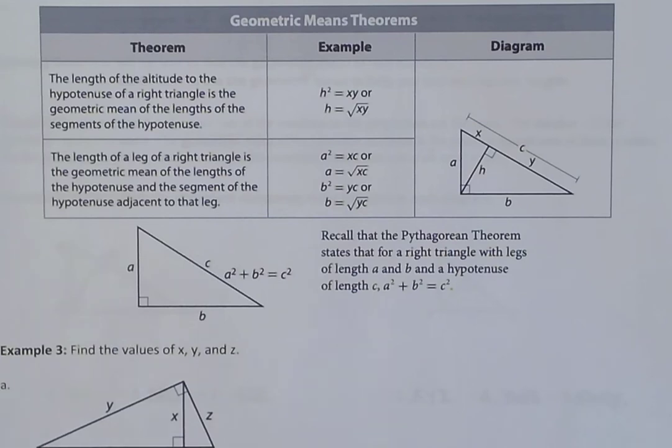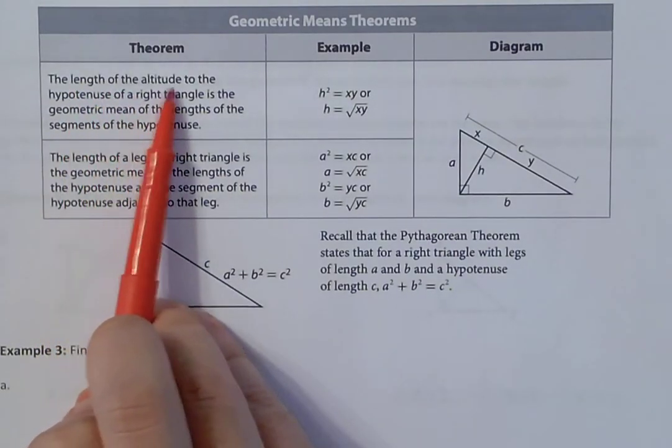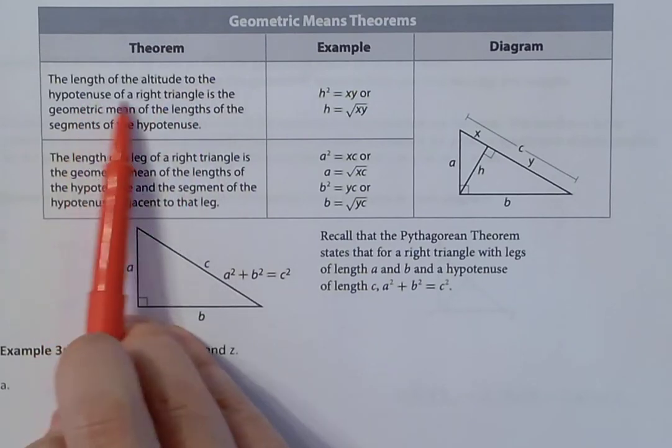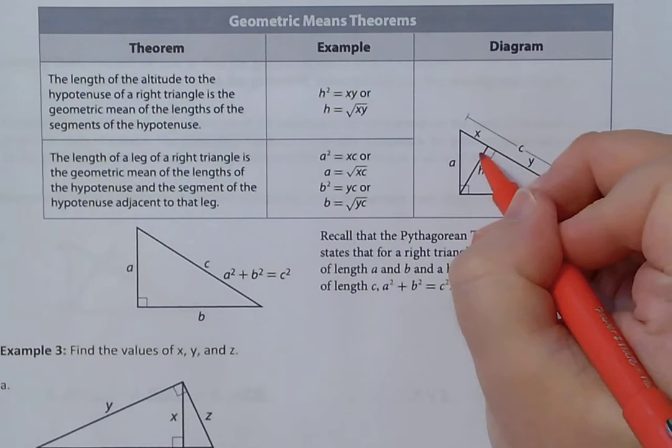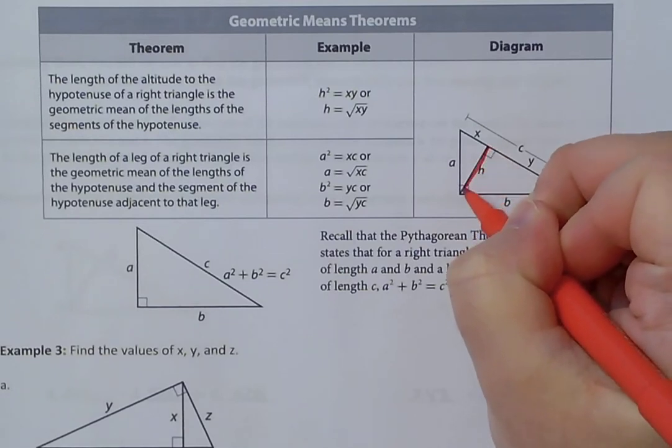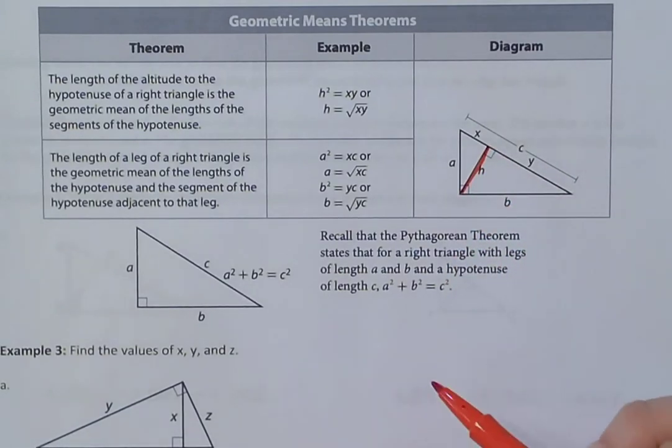The first one is the length of the altitude to the hypotenuse of a right triangle. When they talk about this length of the altitude, that's going to be this right here. The line that is going to go through the middle, it's going to be considered like the height of the triangle.